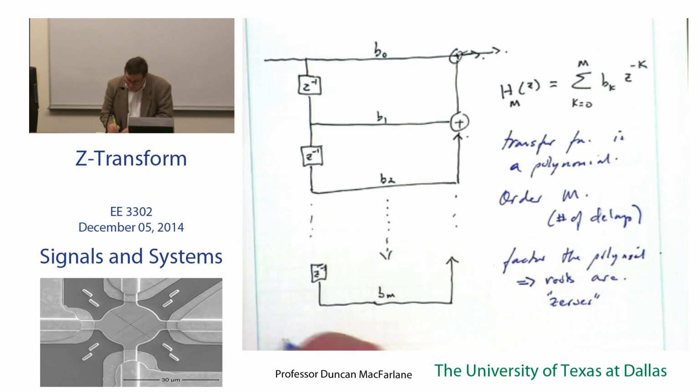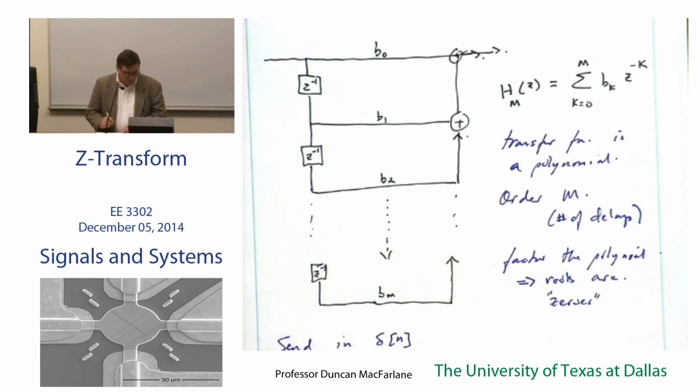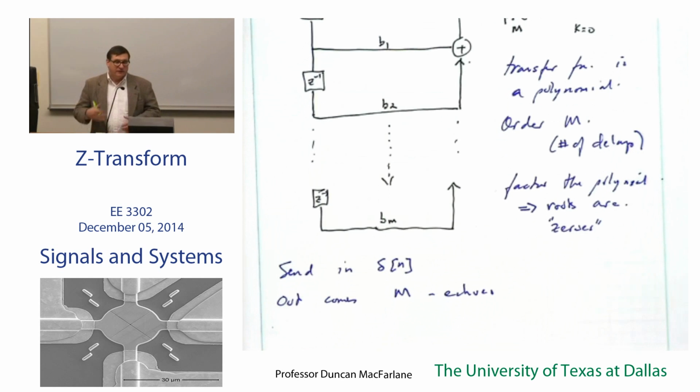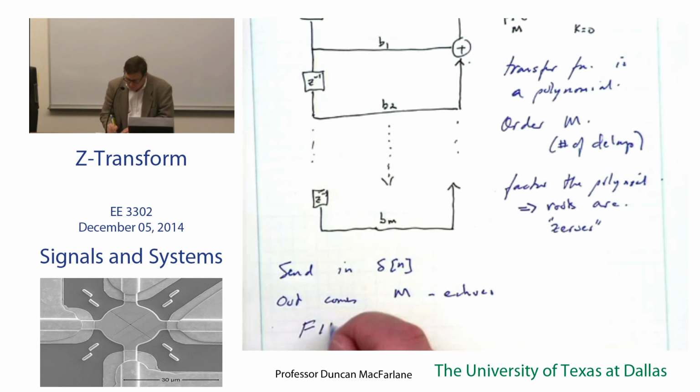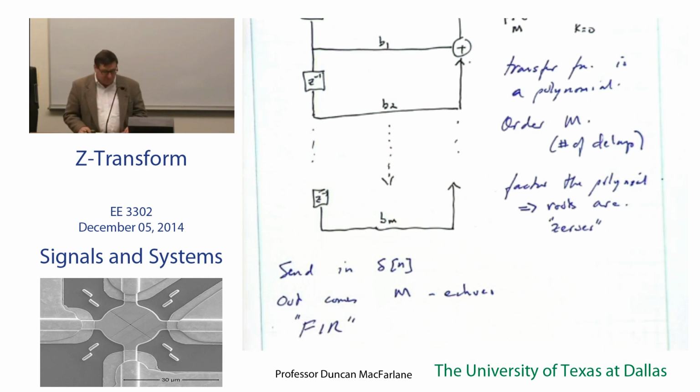If I send in a delta function, then out comes m echoes. I'm using that word casually. So out will come m responses, and then nothing else. And so again, this is an example of an FIR, finite impulse response, feed forward structure.